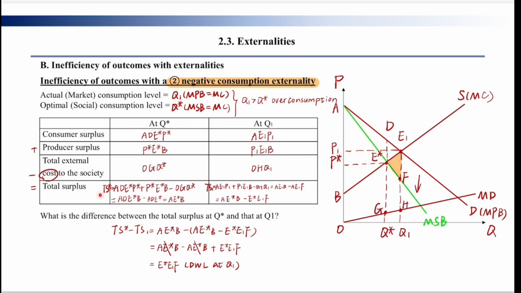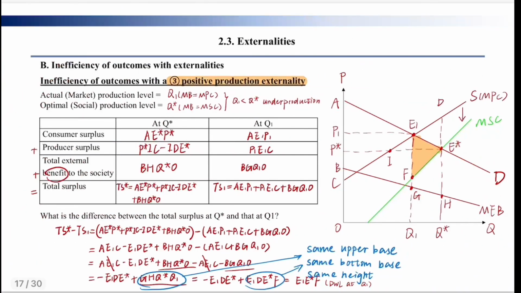Okay, we finally calculate the total surplus, the TS star and the TS1, and we need to compare the difference between the TS star and TS1. So we need to use the TS star minus TS1. We can eliminate this two, so the final outcome is E star E1F. In the graph is this triangle. So this triangle is the deadweight loss at Q1 level. So the area of this deadweight loss is what we want to calculate, the inefficiency of outcomes with a negative consumption externality. Okay, this is the second type of externalities.